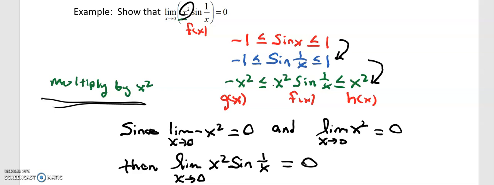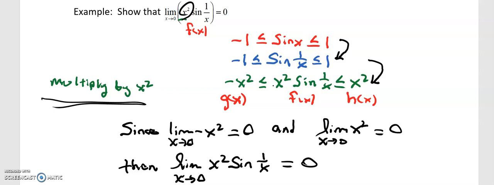Especially this last statement where I wrote: since the limit as x approaches 0 of negative x squared equals 0, and the limit of x squared as x approaches 0 equals 0, then the limit of x squared times the sine of 1 over x as x approaches 0 also equals 0.